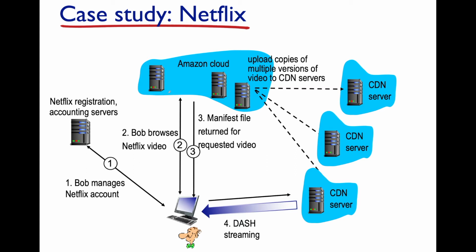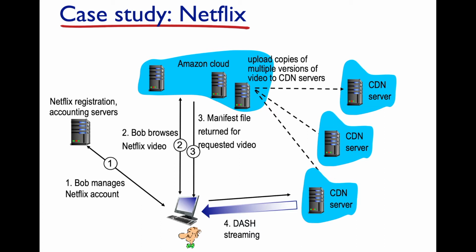And so within this cloud infrastructure, Bob is browsing the list of movies, and he goes ahead and selects a movie. Once he selects the movie, he gets a manifest file returned for the particular video he has requested. Now, beforehand, Amazon has uploaded multiple copies of this video to various CDN server instances. So there might be one on the West Coast, near various urban centers, and there's one that's particularly close to the region where Bob lives.